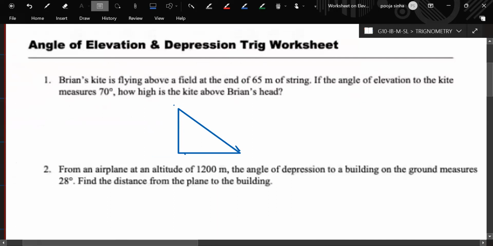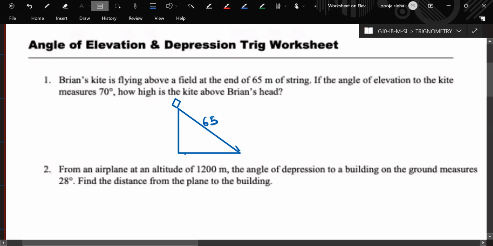Okay, so now here is our kite. This is where the kite is. And it is saying that the kite is flying above a field at the end of a 65 meter string. So which part is the 65 meter? The hypotenuse, because the string is like this, right? This is 65. Okay, the hypotenuse.